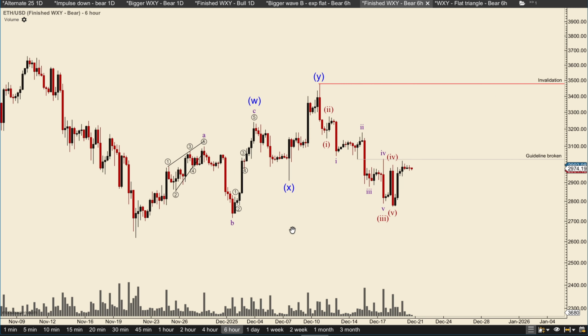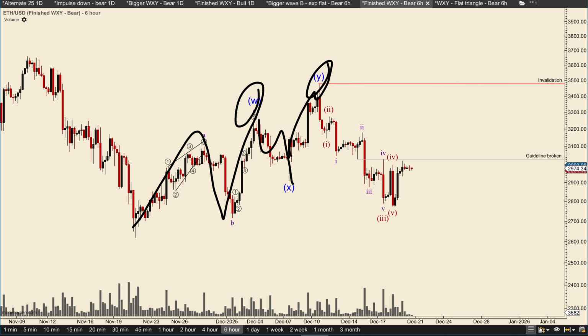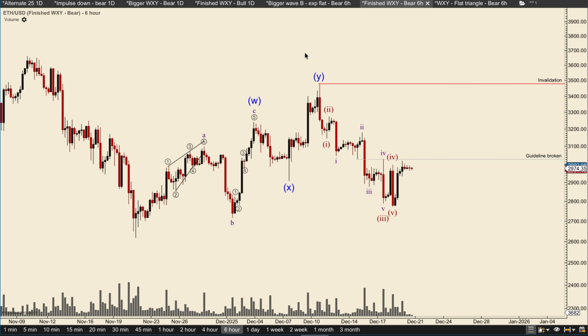And if we move on to this, you are counting this as an A, B, C to W, X, and then a Y. And is it possible that we are finished now with the correction? Yes, it is possible. But if we count this 1, 2, 1, 2, 3, 4, 5, 3, 4, 5 as an impulse, here the guideline is broken, meaning that we are entering wave 2's price territory with a wave 4, which is not at all preferred as per the guidelines. So this hasn't really the highest probability.